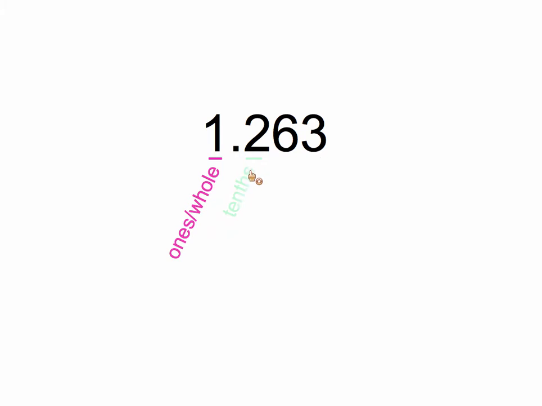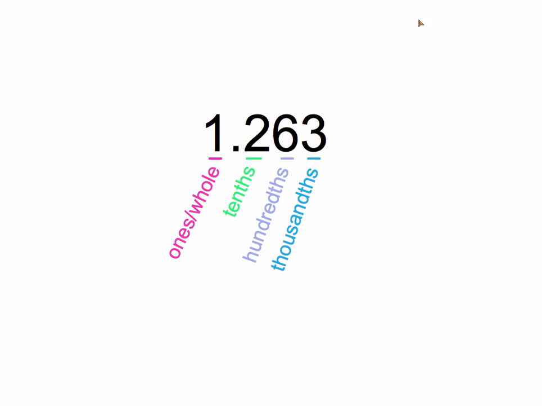Our next place is the tenths place. Then we have the hundredths, and then finally we have the thousandths. In this particular number, we could round to the 1, to the tenths, to the hundredths, but we couldn't round to the thousandths because we don't have a digit afterwards to tell us what to do.